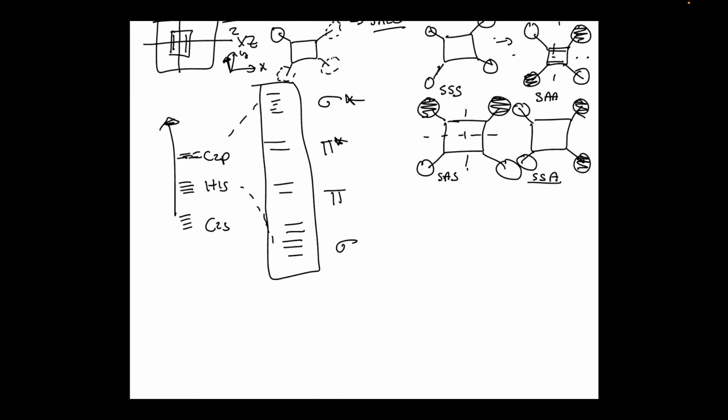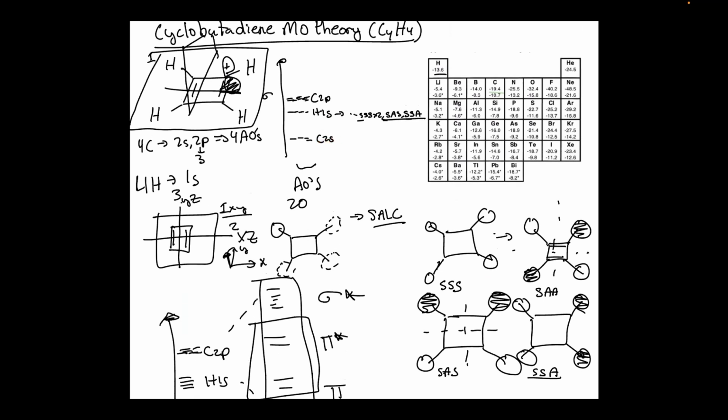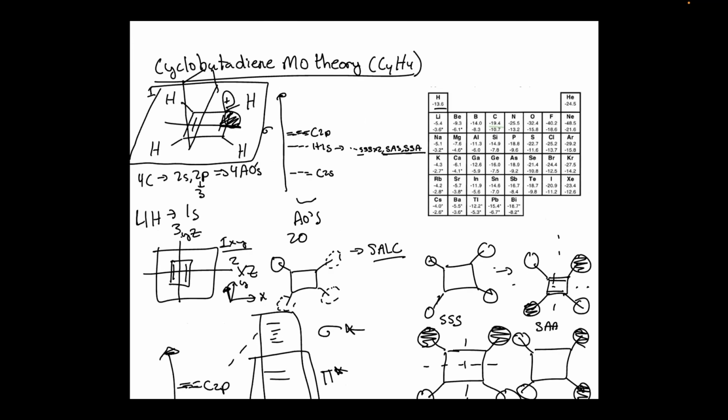Okay. With that out of the way, now we're just going to focus on the pi framework. None of the hydrogen atoms contribute to the pi framework, and none of the carbon 2s orbitals contribute to the pi framework because they're all symmetric. The only orbital that's going to be anti-symmetric with respect to the plane of the paper and contribute to the pi framework is the single 2pz orbital on each of these 4 carbon atoms.